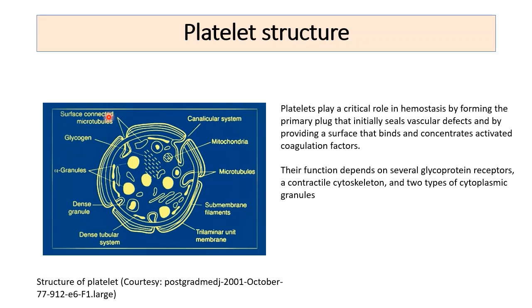So a little bit about the platelet structure, right? The function depends on several glycoprotein receptors that are present on the membrane. It has a contractile cytoskeleton which helps in the shape change, and there are two types of cytoplasmic granules, that is the dense granules and the alpha granules.